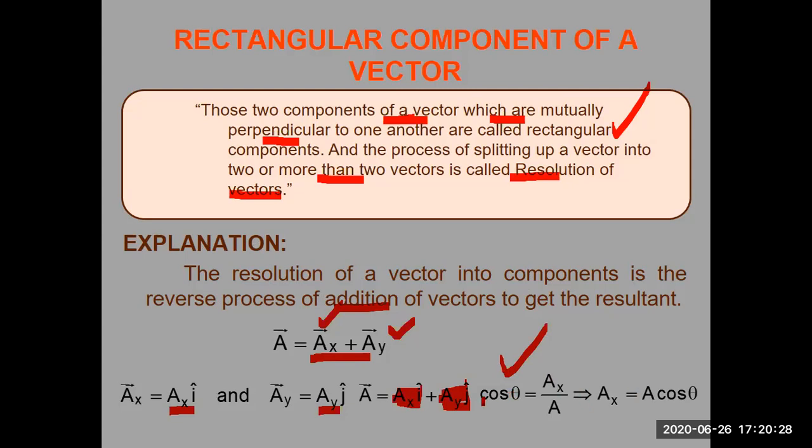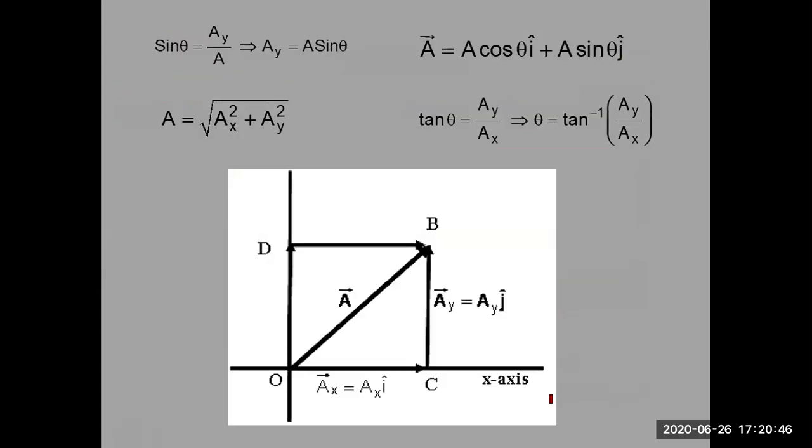This is the horizontal component. Cosine theta is base divided by hypotenuse, where the base is Ax and the hypotenuse is A. Similarly, sine theta is perpendicular divided by hypotenuse, meaning Ay divided by A. This is the perpendicular, and this is sine theta.